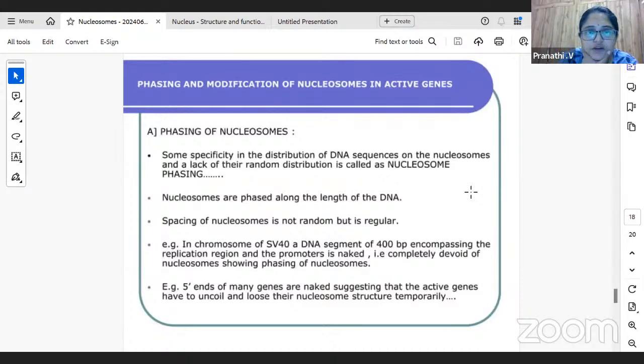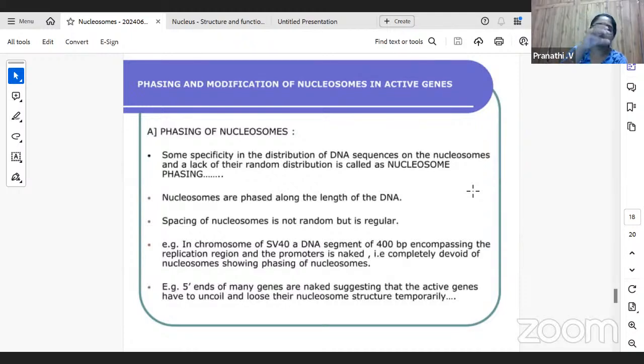Now, when it comes to that, you have a phasing of nucleosome, because of which what is happening is, if there is no specificity or if there is a little bit of specificity in the distribution of DNA sequences, then the lack of the random distribution is called nucleosome phasing.